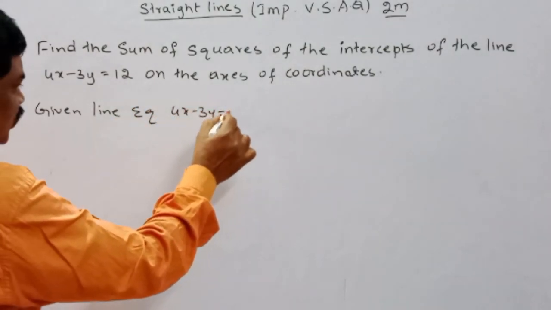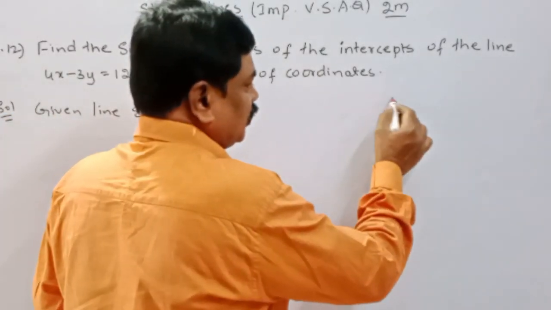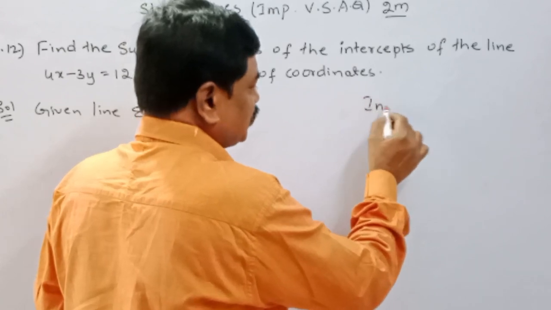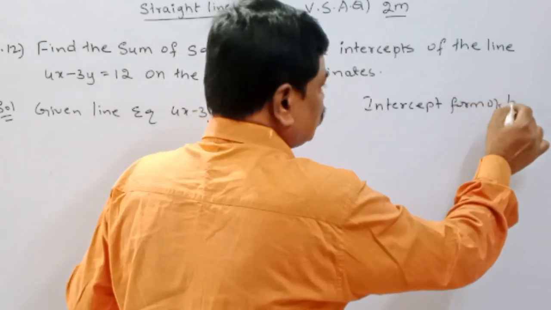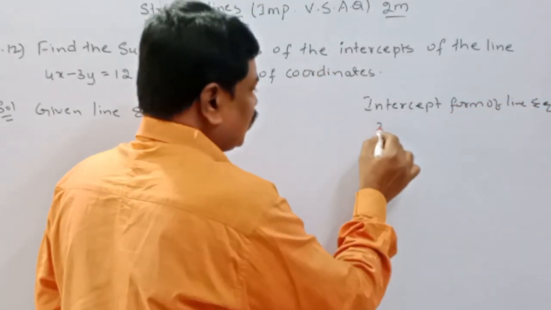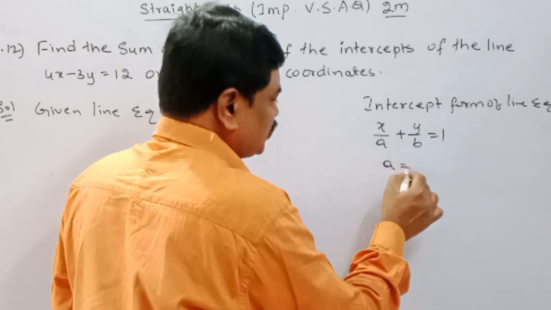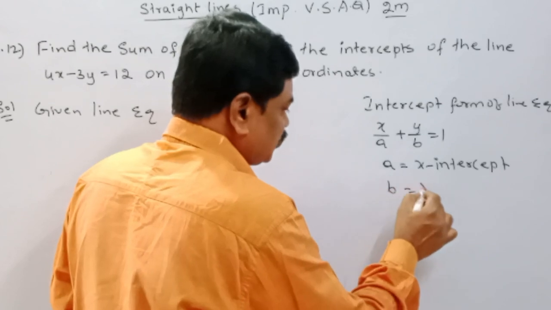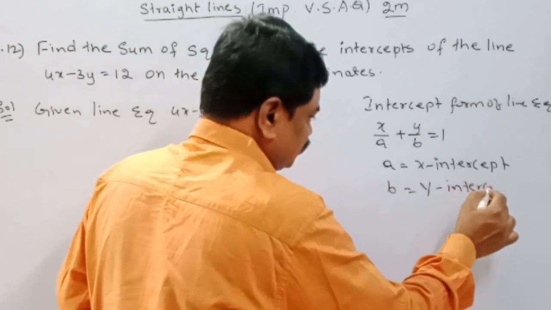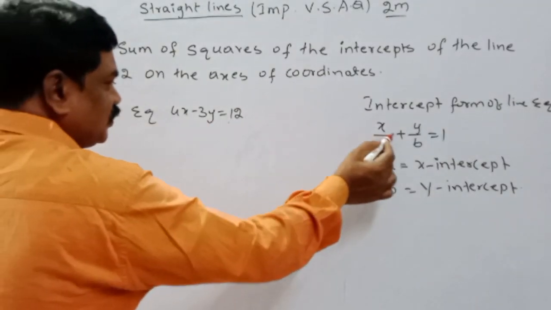4x minus 3y is equal to 12. But here, intercept form of line equation. Intercept form of line equation, x by a plus y by b is equal to 1. a is equal to x intercept, b is equal to y intercept. Okay, all of you? Intercept form of a line equation. You can change this line equation into this form.